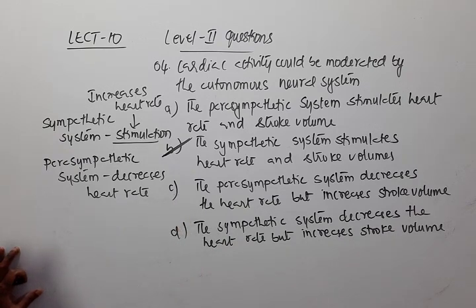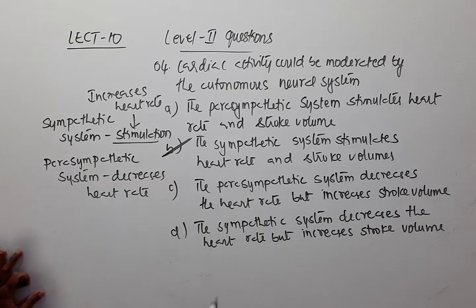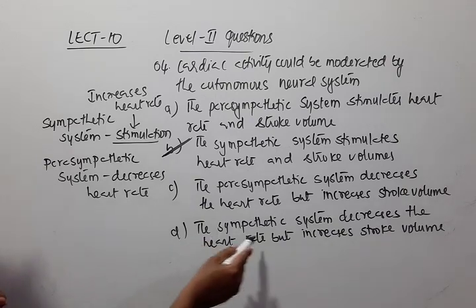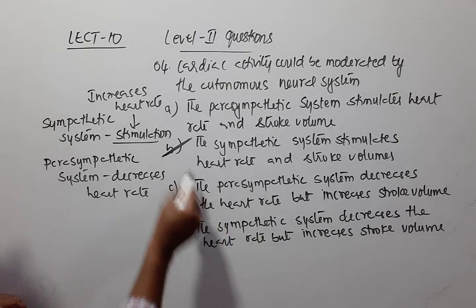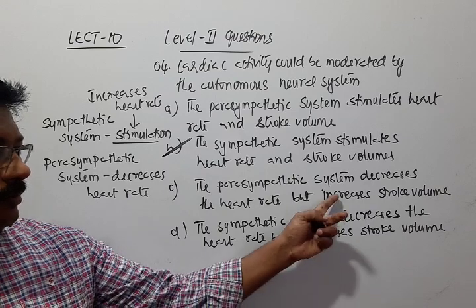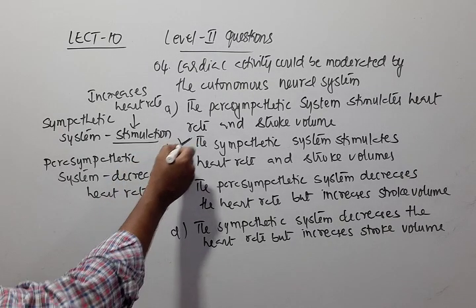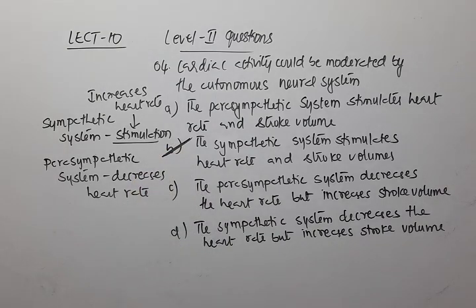Then next, the sympathetic system decreases the heart rate but increases the stroke volume. So the sympathetic system decreases the heart rate? No, actually it increases the heart rate. Hence the stroke volume is in coincidence with the heartbeat. So here the C and D options will not be right. So we need to take only the B option. That is the right option.